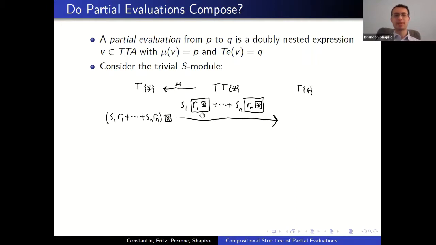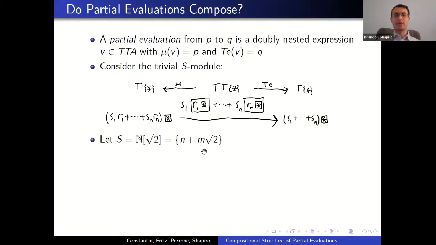And we can then check what the source of this partial evaluation is. We remove the outer boxes, and that gives us this sum of products. And for the target, we're going to remove the inner boxes, which, if you remember the evaluation strategy for this algebra, it just removes this coefficient R. It sends what's inside these outermost boxes to star. And so we forget the inside coefficients. And those are all of our partial evaluations for this algebra of this particular mode.